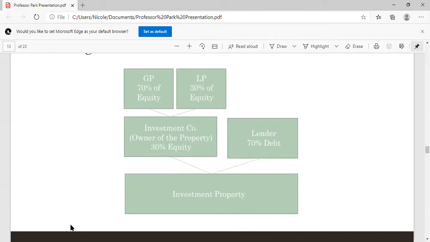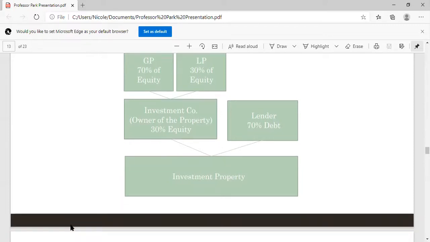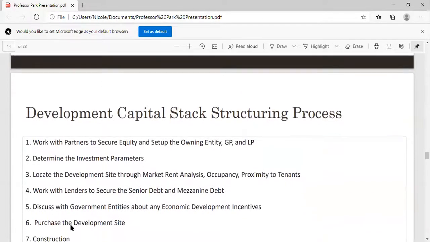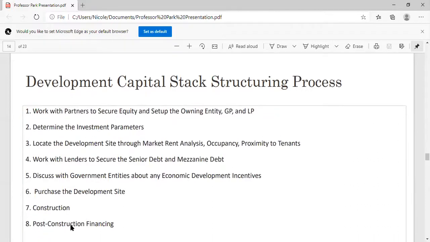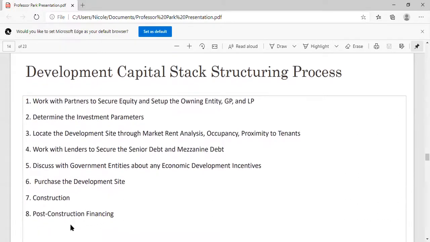There can be a lot more complicated investment structures, but the usual typical split is the 70-30 between the LP and GP. Okay, so that's how just standalone investment in a building that's already built is set up. Now, when you're developing a property, it can be different, but there is a lot that's still the same. So you do work with partners to secure equity and set up an owning entity. You'll have an owning entity, again, a GP and an LP. You'll determine the investment parameters.